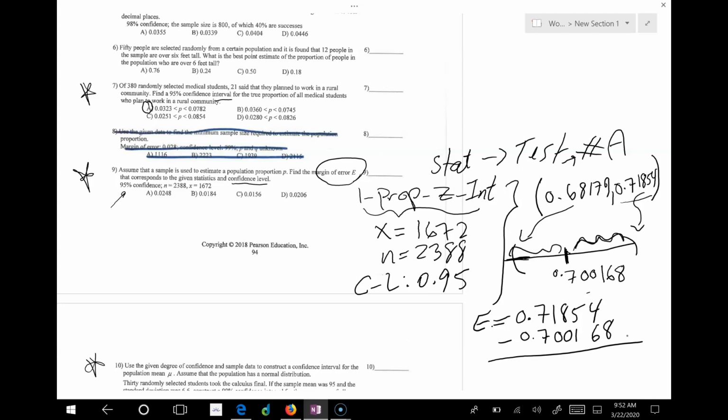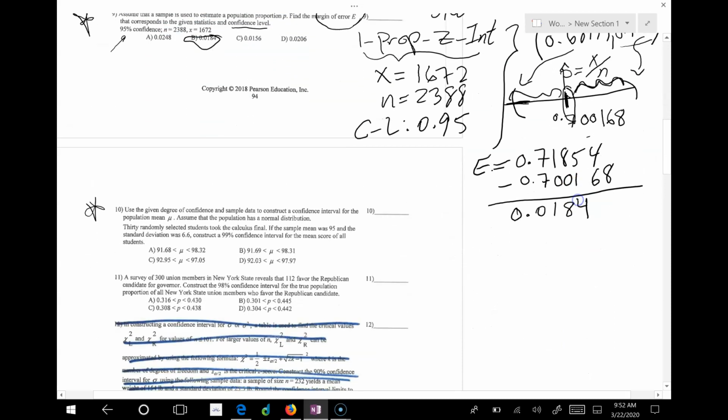just putting it to calculator, 54 minus 0.700168. It makes sense to do it with me because that's going to be a good practice. 0.0184. And that's option B. That's how you find margin of error. Again, best point is P hat, which is X over N, and also given by your calculator. And then margin of error is the difference.